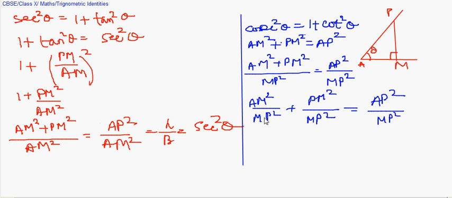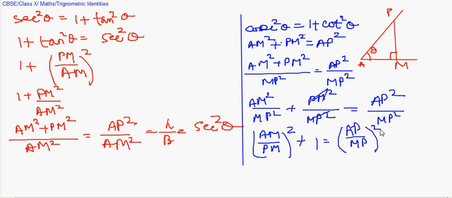Now AM square by MP square can be written as AM by PM whole square, right? I can write this as AM by PM whole square. These two are getting cancelled. This is equal to 1, and also this can be written as AP by MP square. Now this AM by PM is base by perpendicular, it is the opposite of tan, which is cot square theta plus 1. This AP is the hypotenuse and MP is the perpendicular.